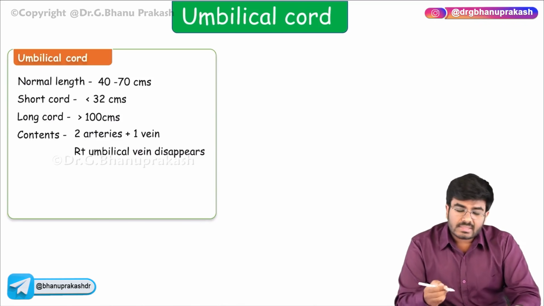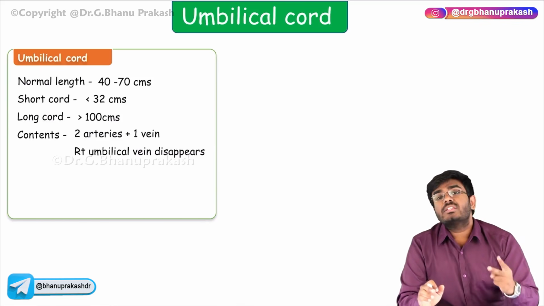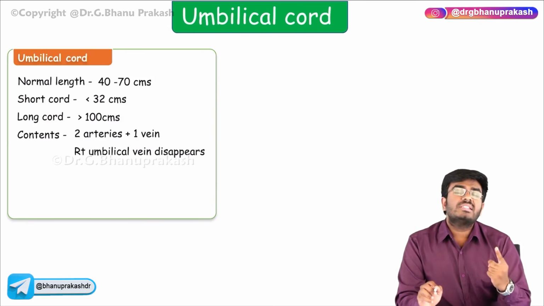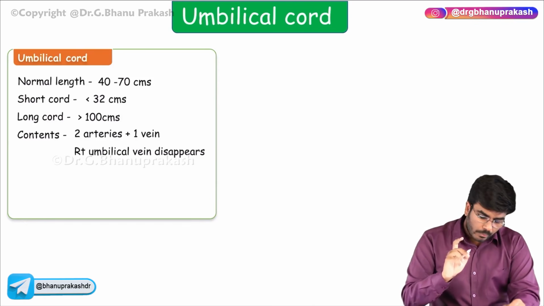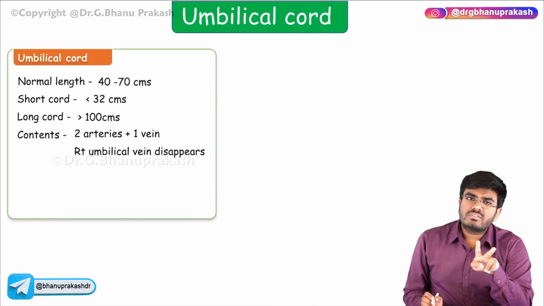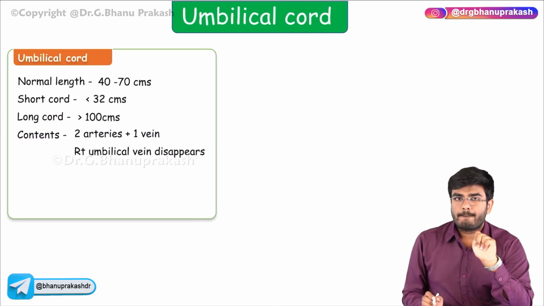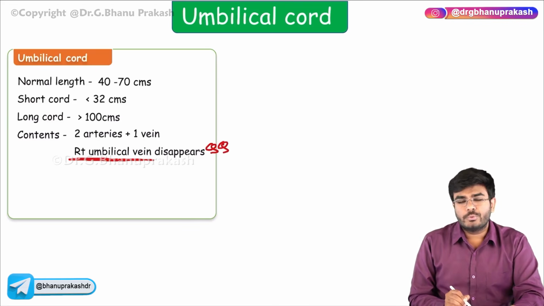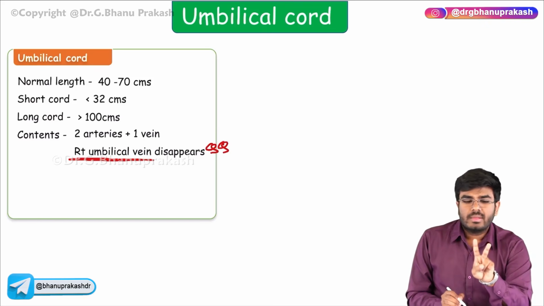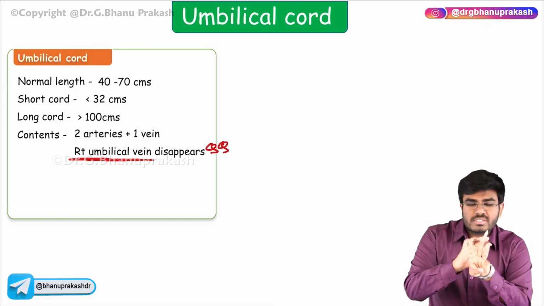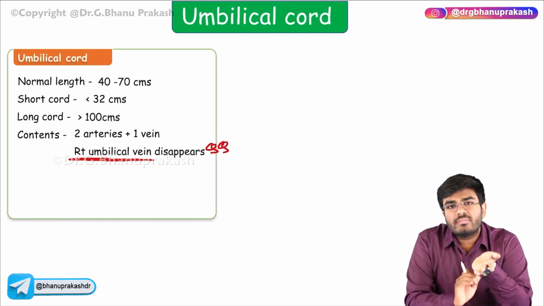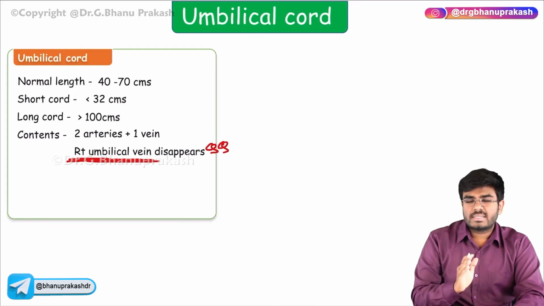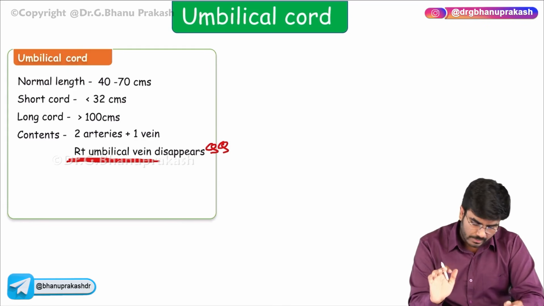Now, what are the contents in the umbilical cord? We all know that the umbilical cord contains two umbilical arteries which carry deoxygenated blood and one umbilical vein which carries oxygenated blood. Important point is actually two umbilical arteries will be there, two umbilical veins will also be there. But what happens? Right umbilical vein is going to disappear. MCQ. Umbilical arteries will be staying. Left umbilical vein will be staying, but right umbilical vein will disappear. So very important point is right umbilical vein will disappear. Two arteries and one vein will be there in the umbilical cord.